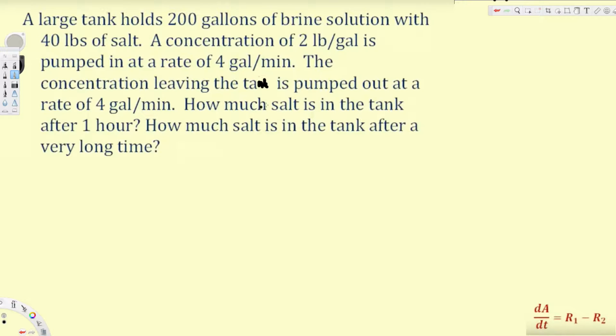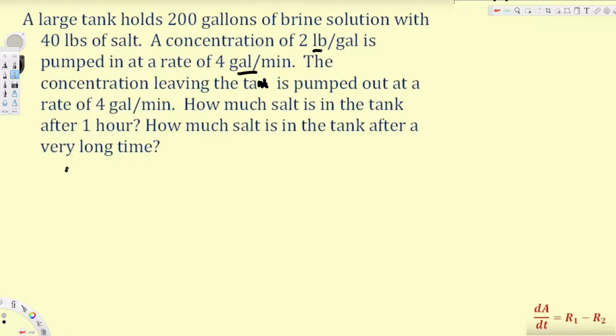That's the main thing. If you look at this one, they have given that a concentration of 2 pounds per gallon is pumped in. So this is the concentration entering, and we need R1 as the rate at which salt enters the tank. So we have to give the rate in pounds per minute. To change this into pounds per minute, we just multiply. If you look at the units, that makes sense.